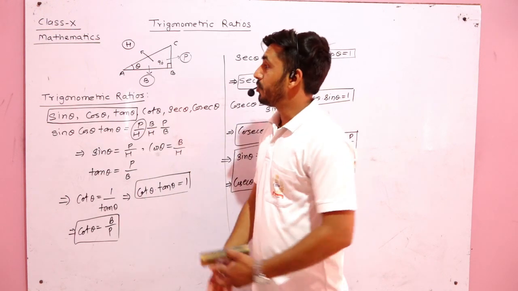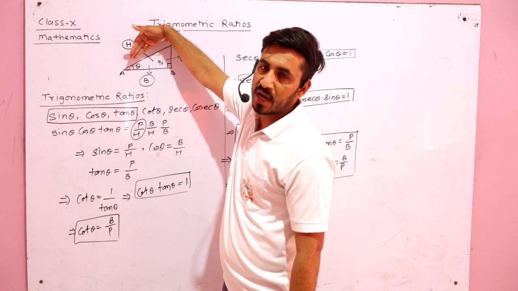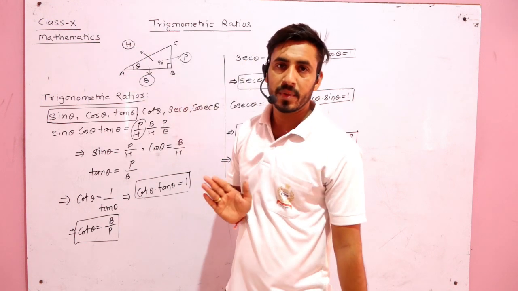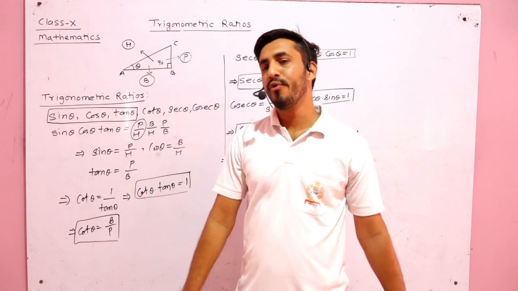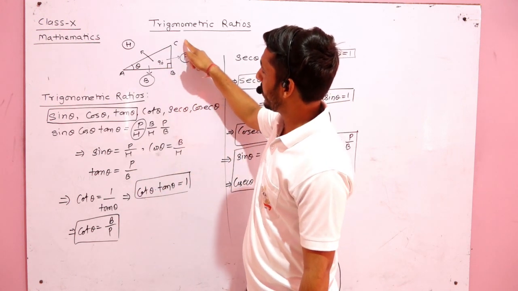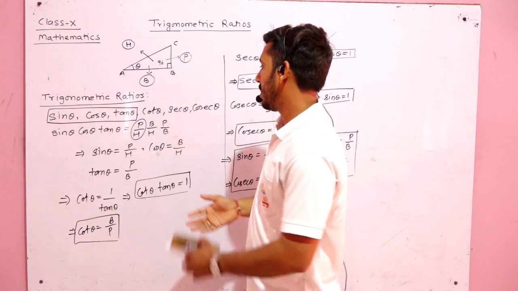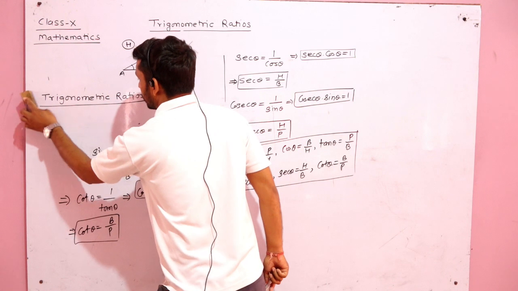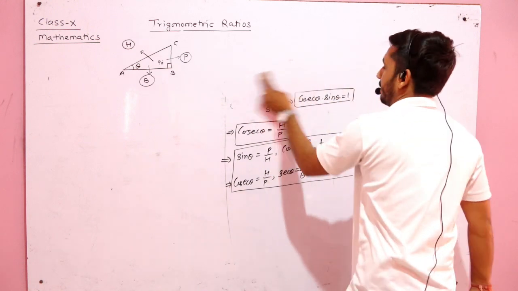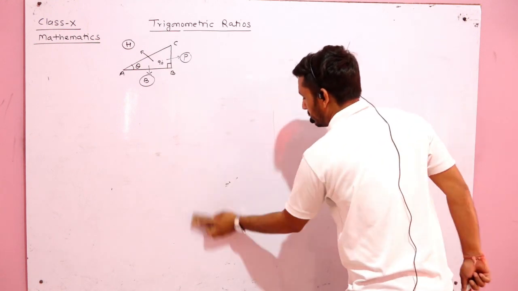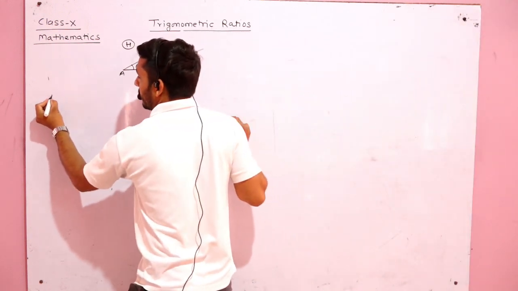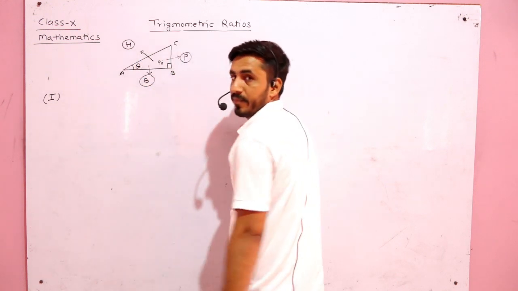And a 0 degree angle means this side, the hypotenuse. In the condition of 0 degree, the hypotenuse will tend to AB. It means if I am moving theta towards 0, then this point C will tend to B. Okay, in the first condition, we take the 0 degree angle.